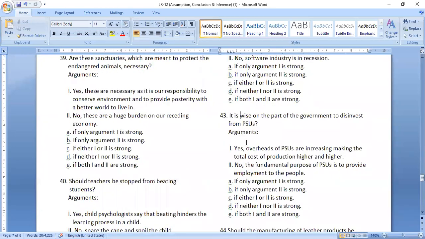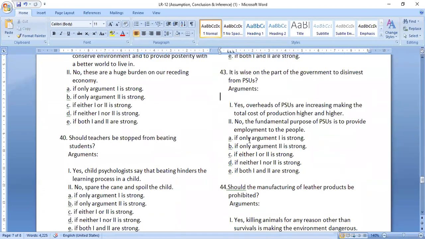Let's do 43. It is wise on the part of the government to disinvest from PSUs. Yes, overheads of PSUs are increasing, making the total cost of production higher and higher. Fine, I think that is strong. No, the fundamental purpose of PSUs is to provide employment to the people. No, sir.